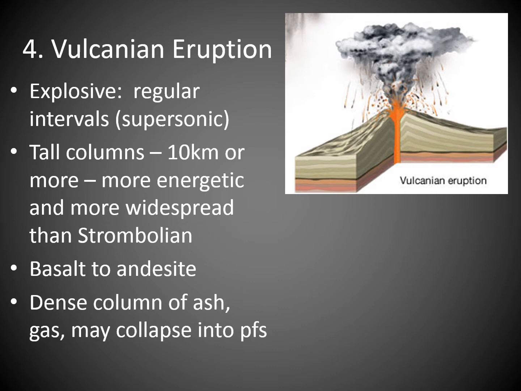The columns tend to be pretty dense, lots of ash. And in fact, if the ash is dense enough, what will happen is the volcano will throw up this dense column of ash, but then gravity drags it back down in the form of an ashy pyroclastic flow. So the column can actually collapse and then descend the sides of the volcano as a fast-moving, dilute pyroclastic flow.